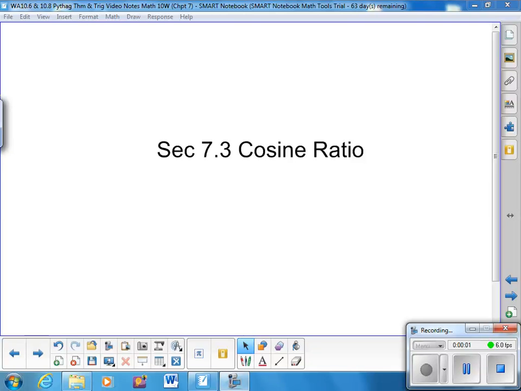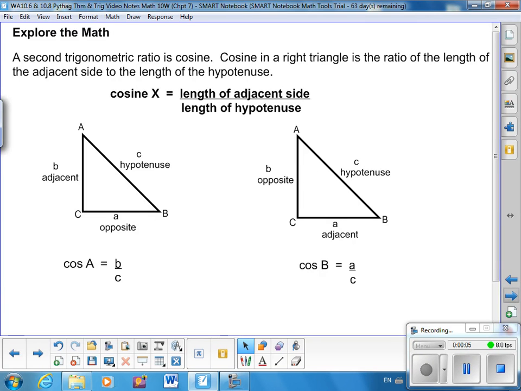Today's lesson is on the cosine ratio. The second trig ratio is cosine. Cosine in a right triangle is the ratio of the length of the adjacent side to the length of the hypotenuse side. So if I'm looking at the cos of A, I'm looking for the adjacent side. The adjacent side touches angle A, or it makes up angle A. The other side of angle A is the hypotenuse, which is the number that would go on the bottom.